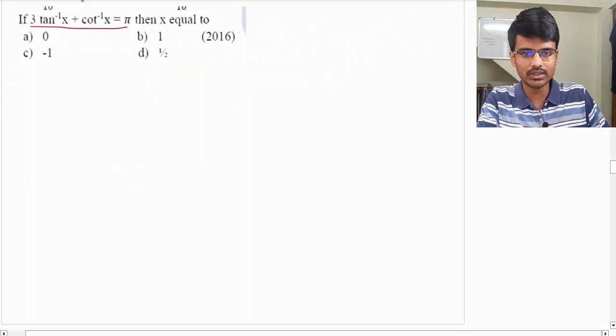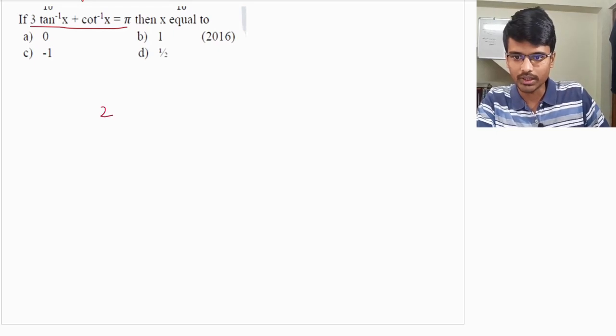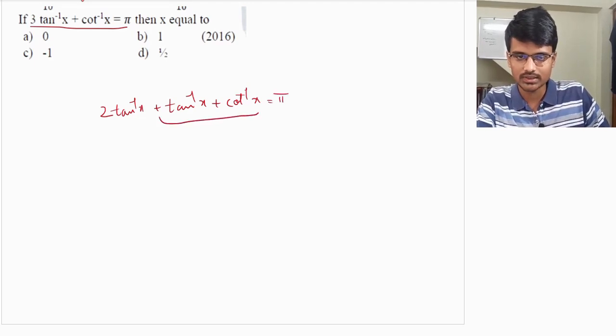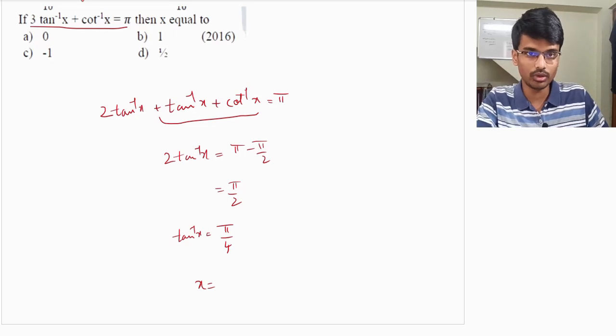So see, using that property, you can expect at least a single question, most probably. Okay. So let us apply the property here. I am writing 3 tan inverse of x as 2 tan inverse of x plus tan inverse of x. This is nothing but 3 tan inverse of x only. Everyone agrees, right? So this is equal to pi. So what is this? Pi by 2, right? 2 tan inverse of x. I am directly taking this to my RHS. Pi minus pi by 2. This is nothing but again pi by 2. So my tan inverse of x is equal to pi by 4. What value of angle is, for what tan?